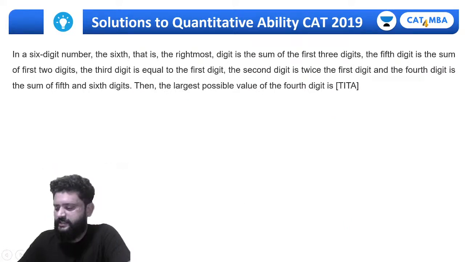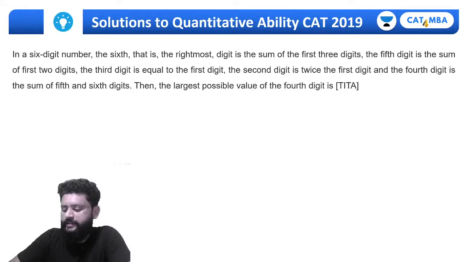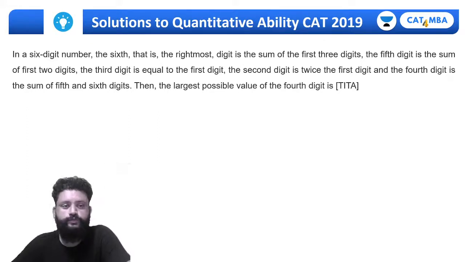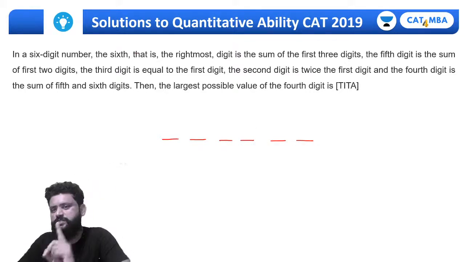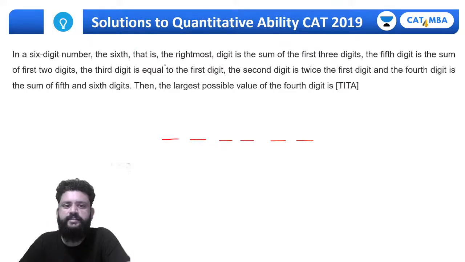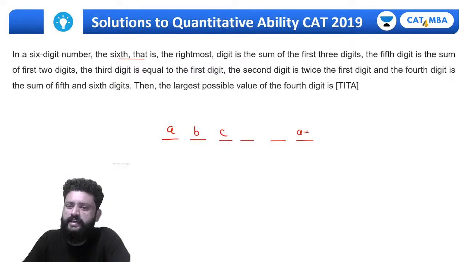This is the easiest question in the last CAT, that is CAT 2019 slot 2. देखो यहाँ पे एक 6 digit number दिया है. Go and read the instructions carefully. Just within 40-50 seconds you can answer this question. 6 digit number, the 6th digit, that is the rightmost digit, is the sum of the first 3 digits. That simply means this is a b c, so ये last digit a plus b plus c होना चाहिए, right?